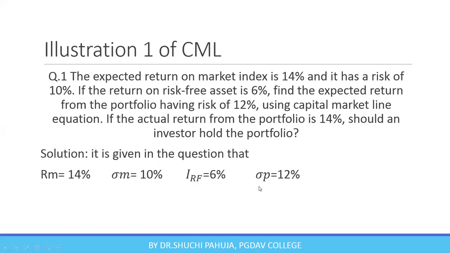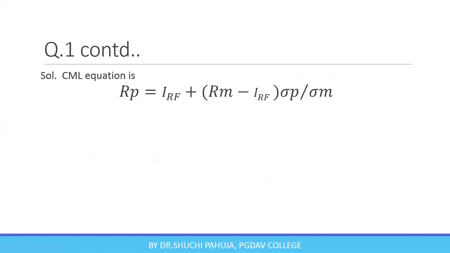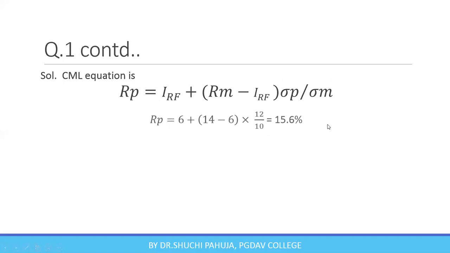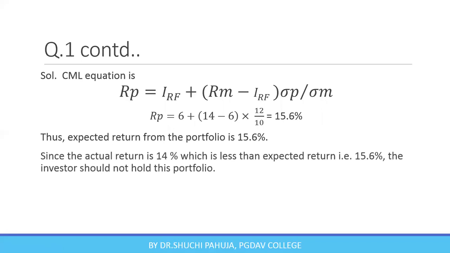For finding expected return of the portfolio, you can use capital market line equation. This is capital market line equation. Put all the values in this equation. Expected return of the portfolio is coming out to be 15.6%. This is expected return of the portfolio, but as it is given in the question that this portfolio is giving you return of 14%. You expect a return of 15.6%, but portfolio is actually giving you lesser return. So this is inefficient portfolio. You should not buy this portfolio, right?